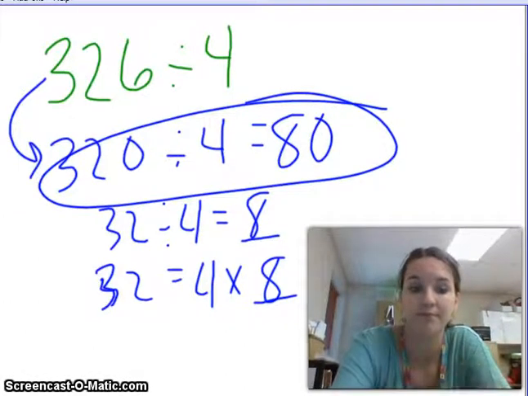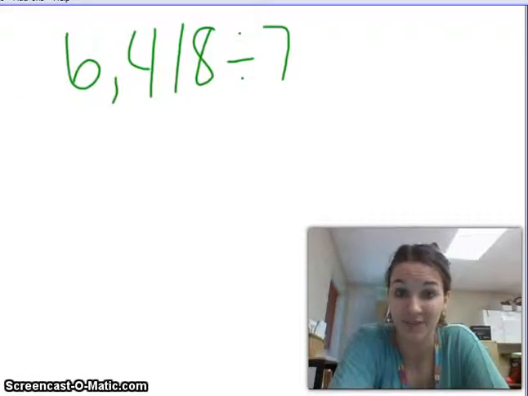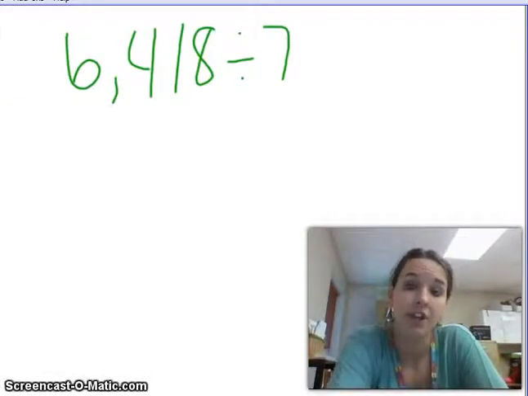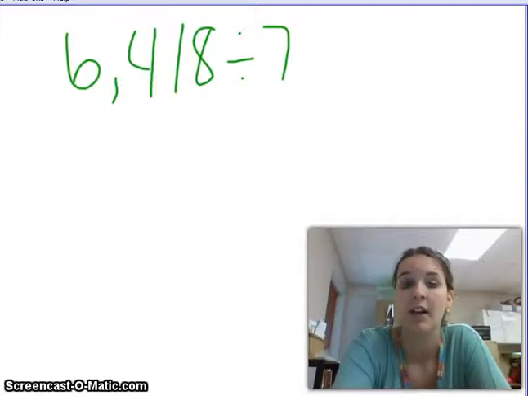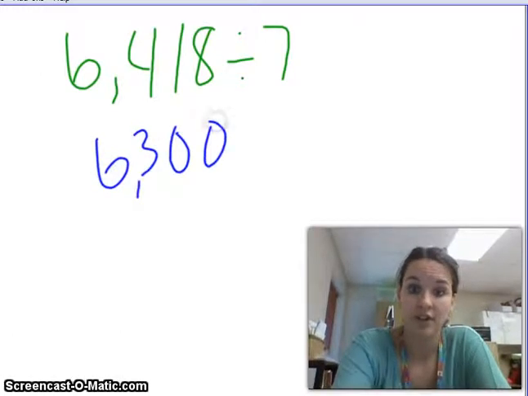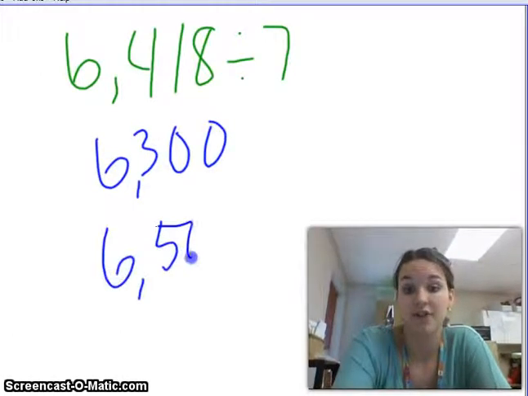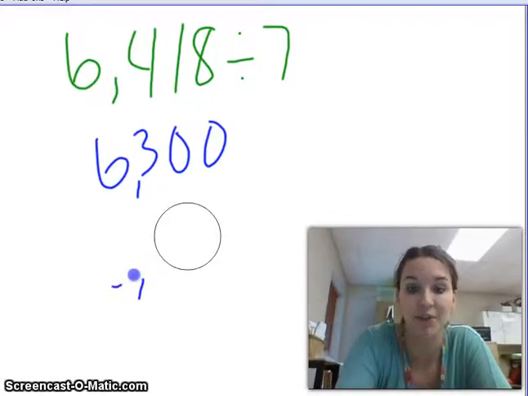Okay, one more example. I have 6,418 divided by 7. So again, I'm going to be looking for multiples of 10 because that's going to be the best way for me to do this mentally. So I need to be thinking of some multiples of 7 that are close to 64. I could maybe look at 6,300. I could maybe look at 6,500. Now right away, I see a multiple of 7. I know that 65 is not a multiple of 7.